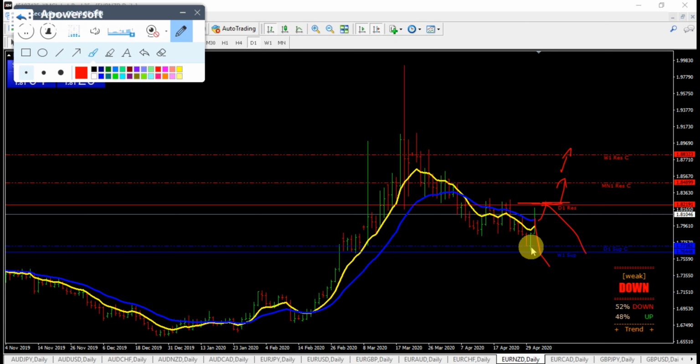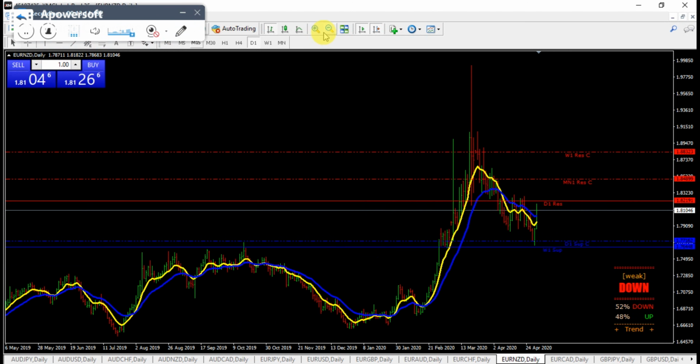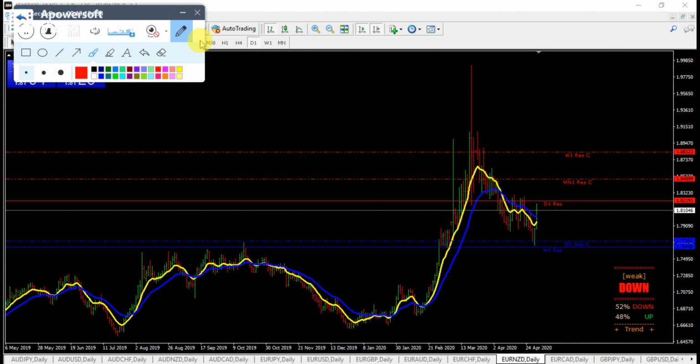I'm just waiting for it to break those two key support levels. If Euro New Zealand breaks this support level, then I'm expecting Euro NZD to go down a lot, at least to the 0.64 level, or at least the 0.68 level. So from here to that price is about a 1000 pip trade.